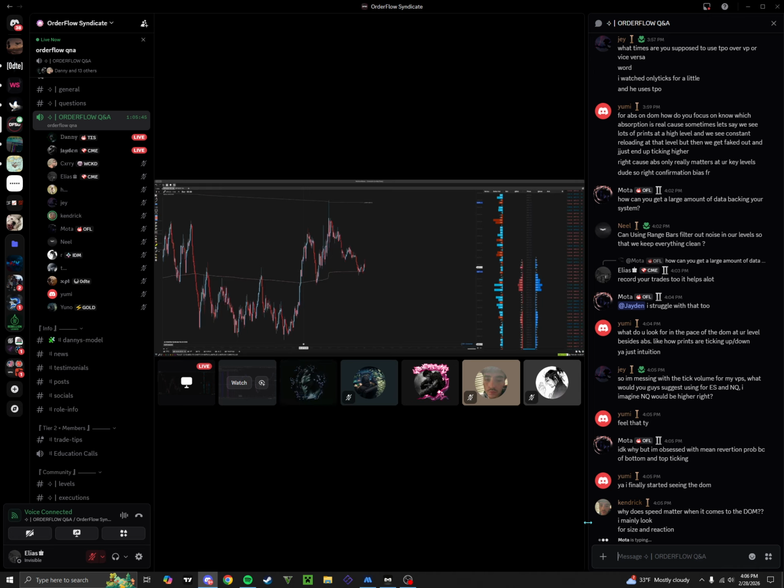I think speed is more prominent on the tape than the DOM because you're seeing the actual speed of buyers and sellers individually. And that's why you have indicators like the speed of tape, right? Which are literally just measuring how fast buy and sell orders are coming in. But when the DOM is moving quicker, just like the tape, you're gonna see quicker moves and more volatility. I don't super pay attention to the speed on the DOM, but I do a bit on the tape personally.